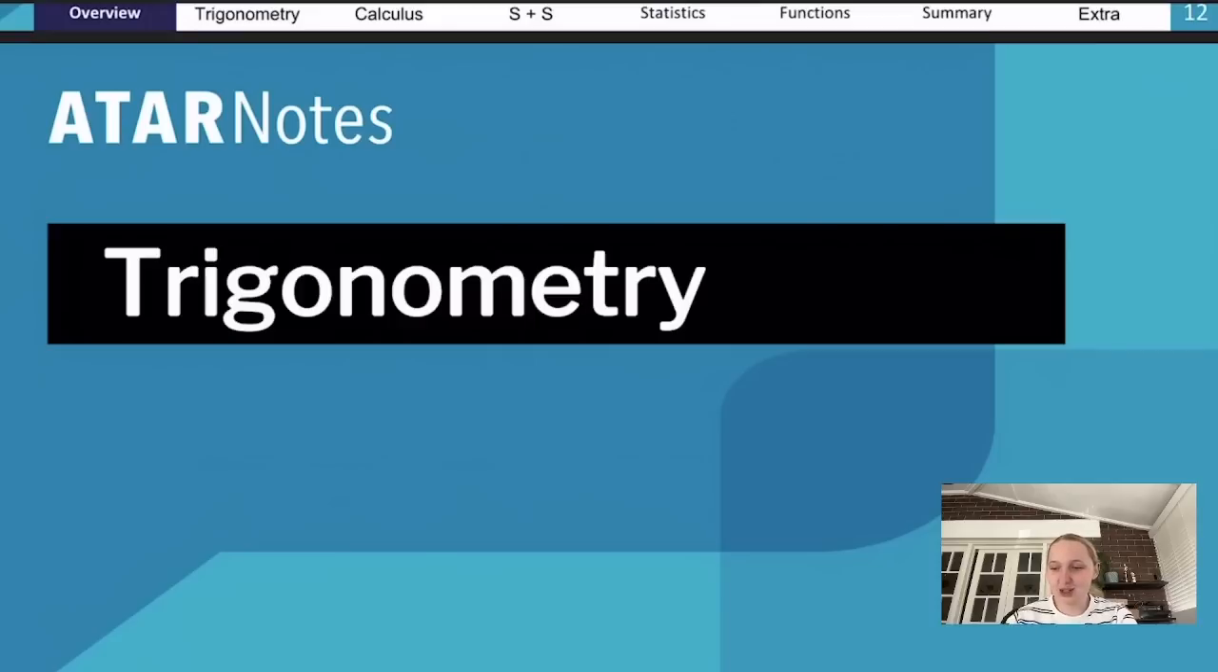The first topic we're going to be looking at is trig. I think a lot of people like trig, probably because you start looking at trig pretty early in high school, and it slowly builds up until you can do your year 12 trig questions. Trig does make up a fair bit of your paper, so you do want to be super familiar with it.